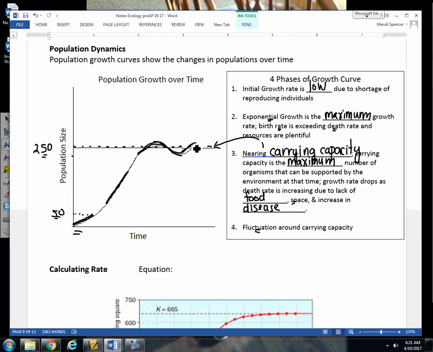So our stages of population growth, here's that initial growth, which is very slow. Here is our exponential growth. Right here, our population is nearing carrying capacity, and then here we're seeing this fluctuation around carrying capacity.